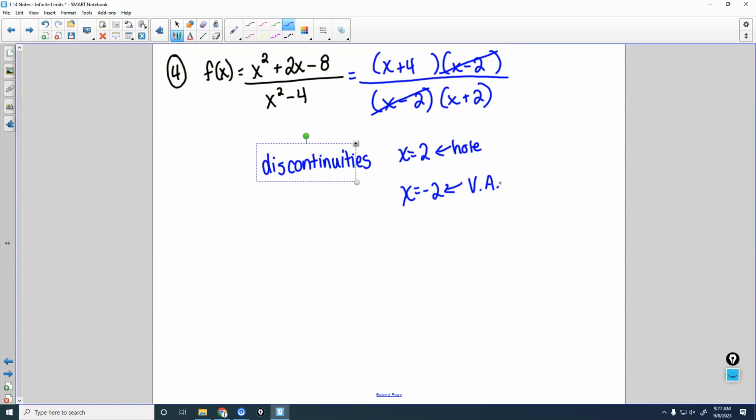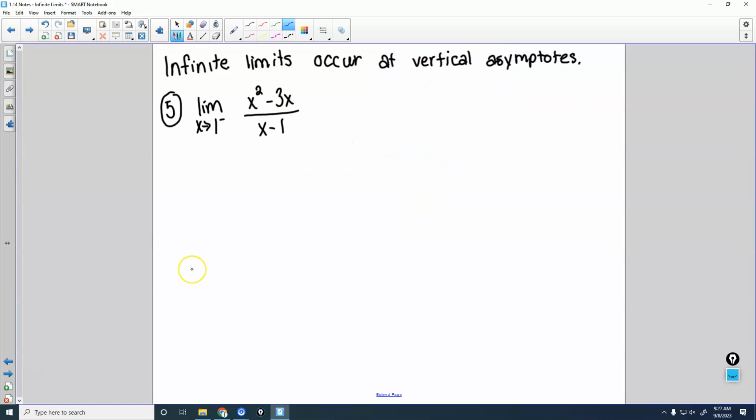Okay, questions? We've already done this a little bit, so hopefully this is okay. Maybe the trig might be a little confusing, but we've done this some. So, infinite limits are going to occur at vertical asymptotes. Whenever we do a limit like this, it may not immediately be clear that we are looking at something that is going to have an infinite limit.